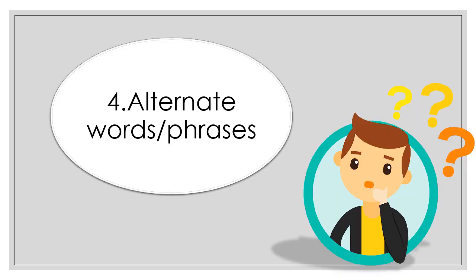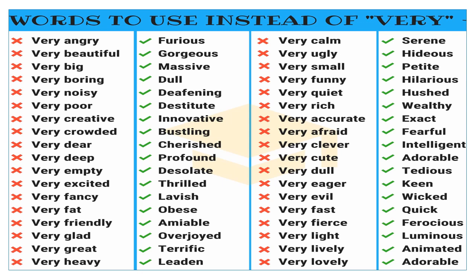The next topic is using alternate words or phrases. Students, sometimes we tend to overuse a word for the lack of knowing what the synonyms are or what can be used instead of that very particular word. Hence, we need to increase our vocabulary to make our writing as well as speaking more interesting and more admirable.